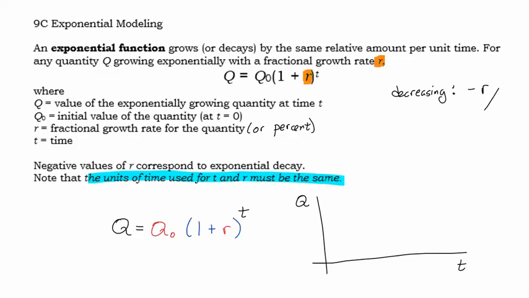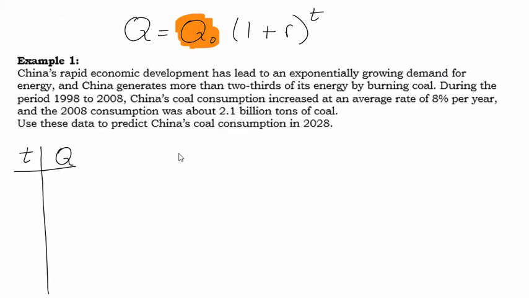Remember from before? Input T, output Q. So what year is going to be time 0? Oh, let's go back over here. What year do you want to be time 0? Well, we know that in 2008, the consumption was 2.1 billion tons of coal. So if we make 2008 time 0, then we know our Q0 is going to be 2.1 billion tons of coal. And we need that number.